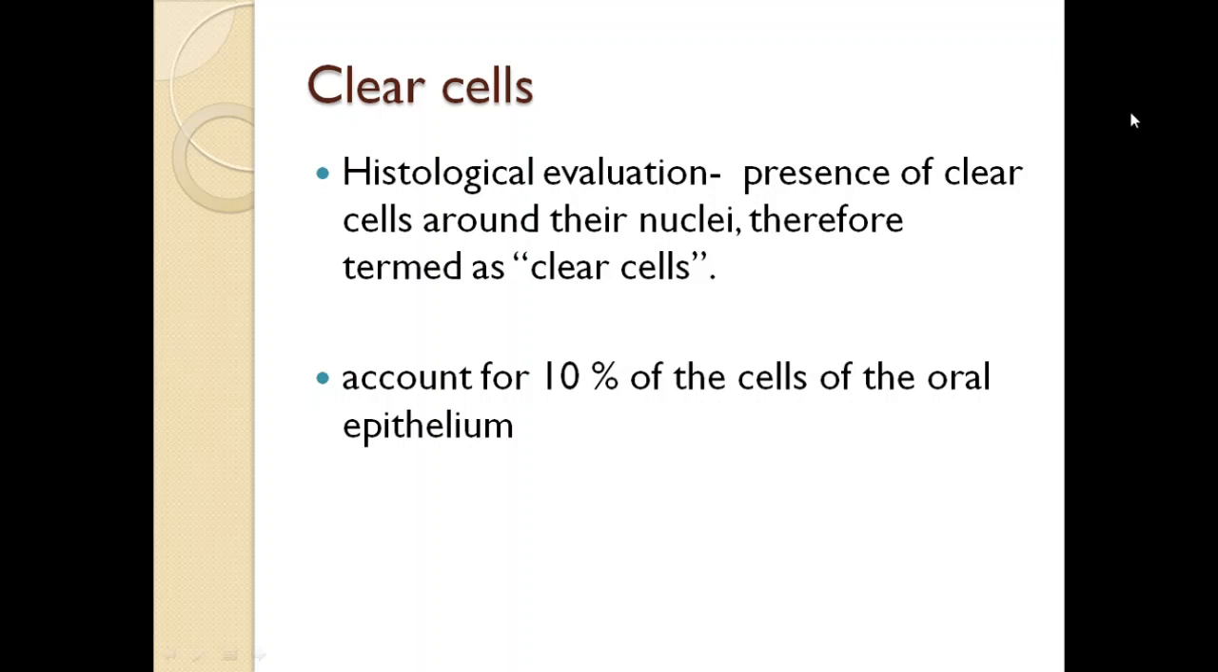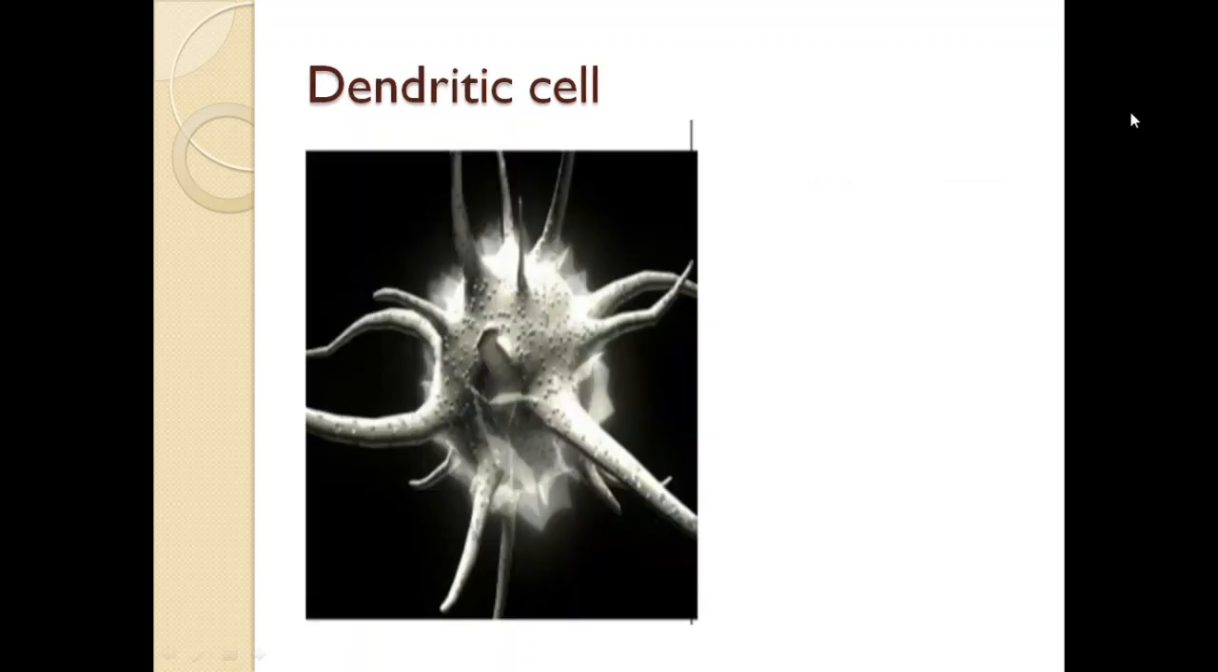We have discussed that keratinocytes constitute 90% of the cell population and the rest are clear cells. Other than keratinocytes are clear cells. And why are they called clear cells? Because in histological section there is a clear halo around the nucleus. This clear area around the nucleus is why these cells are named clear cells. And they constitute 10% of the cells of the oral epithelium.